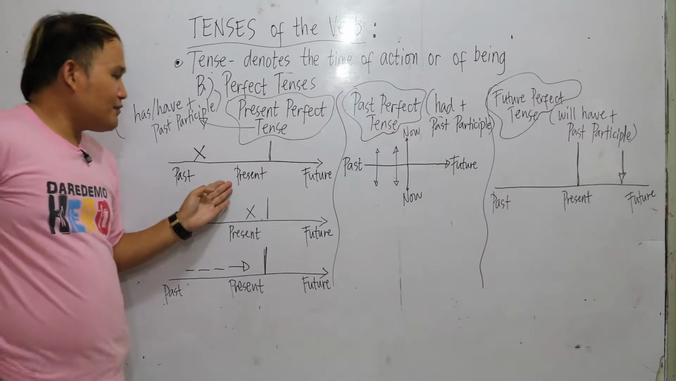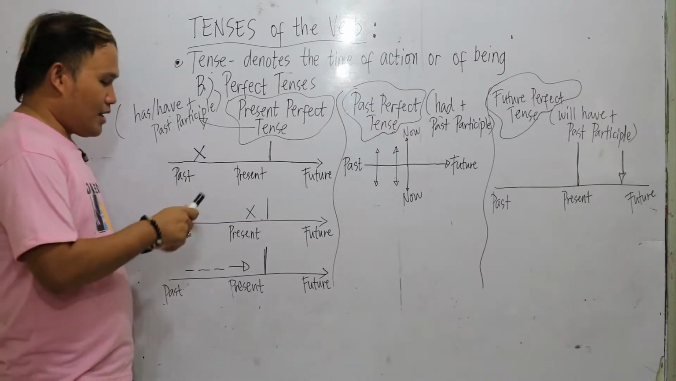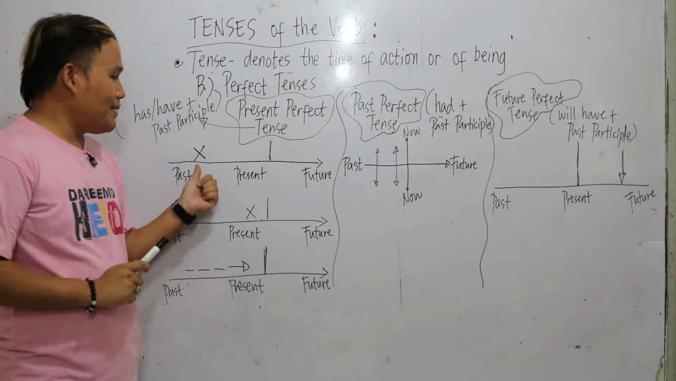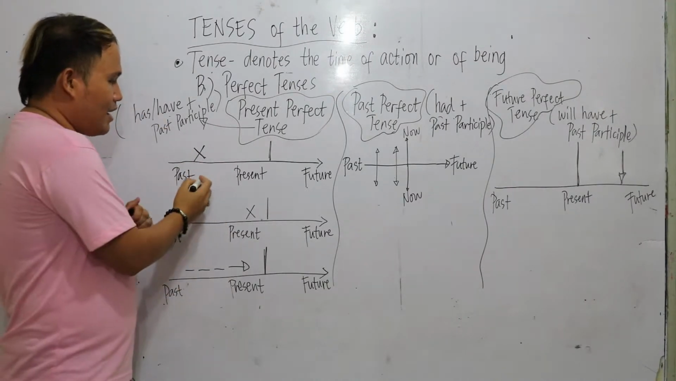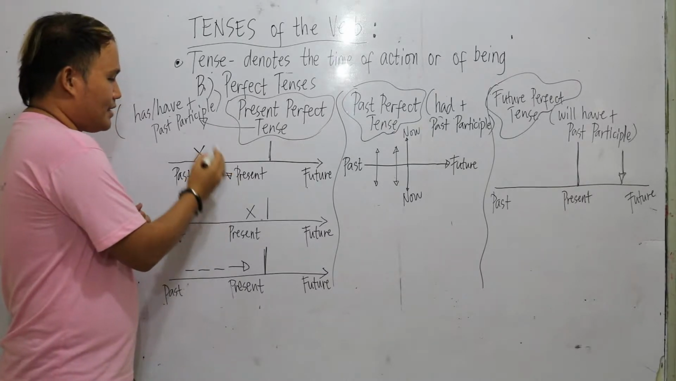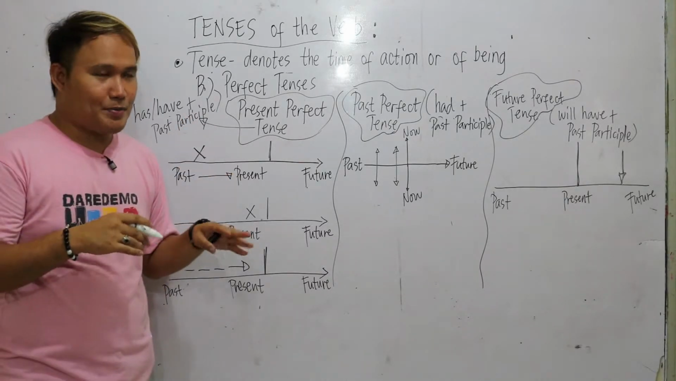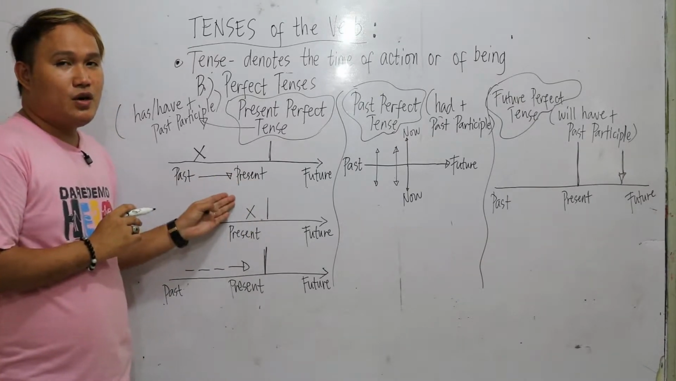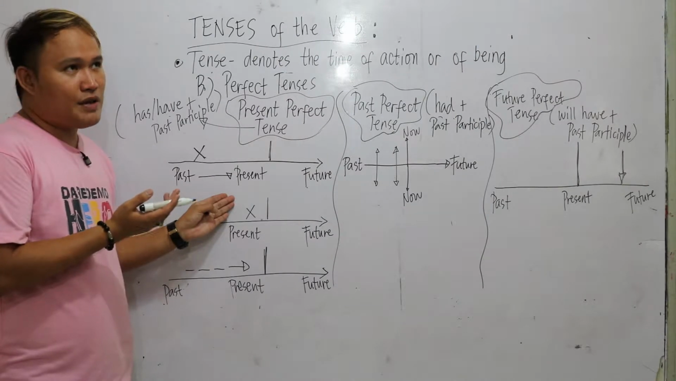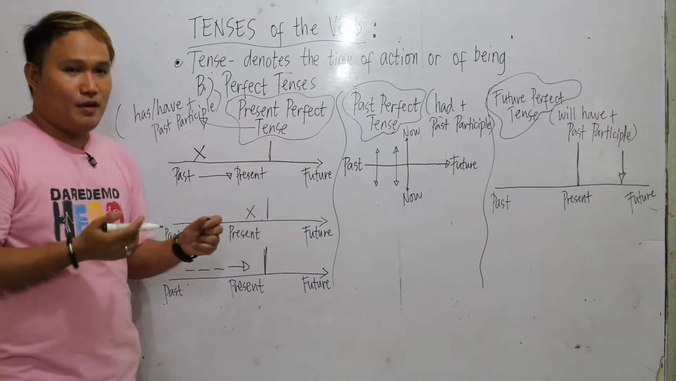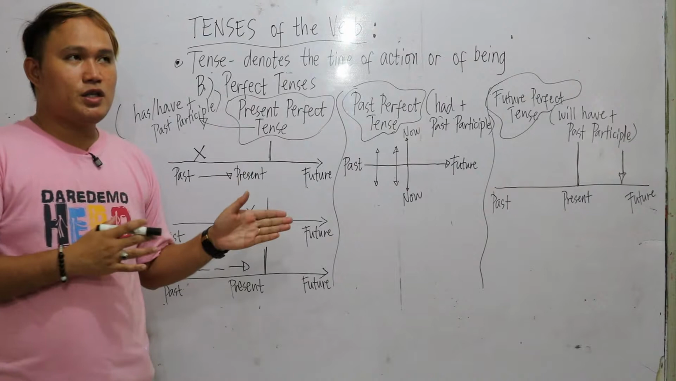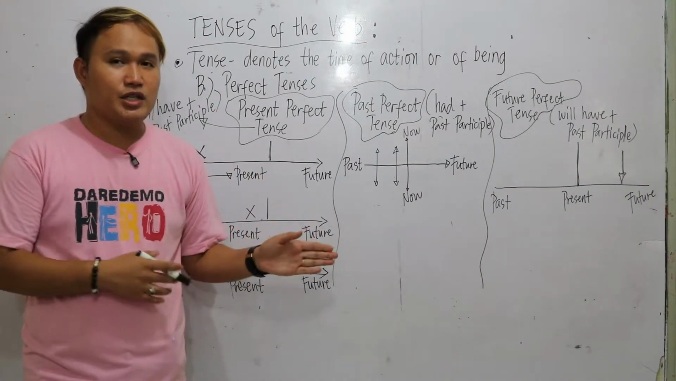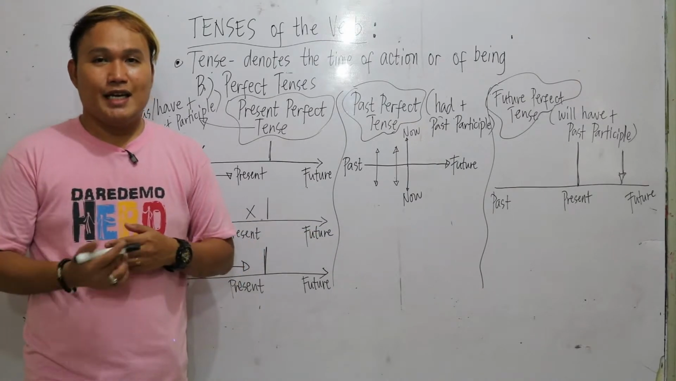For the first diagram, as you notice, there's an X here. So this is an action that happened in the past that is somehow in connection to the present time, not present tense, okay? An action that happened in the past that somehow has importance to your present time. For example, I have studied Bachelor of Secondary Education specializing in English. That's why I am teaching English now.